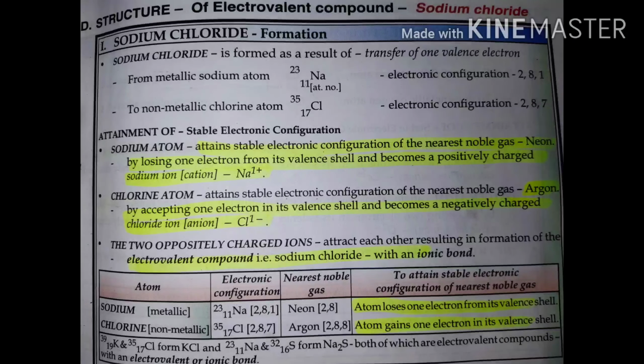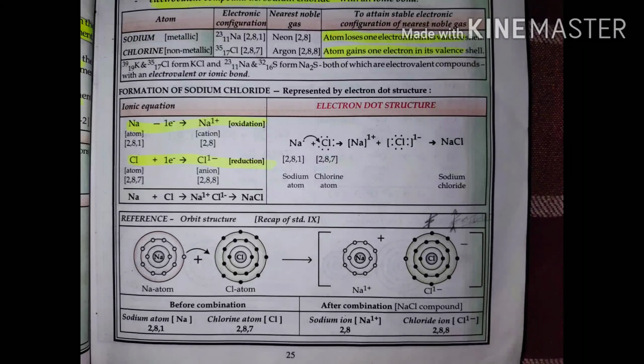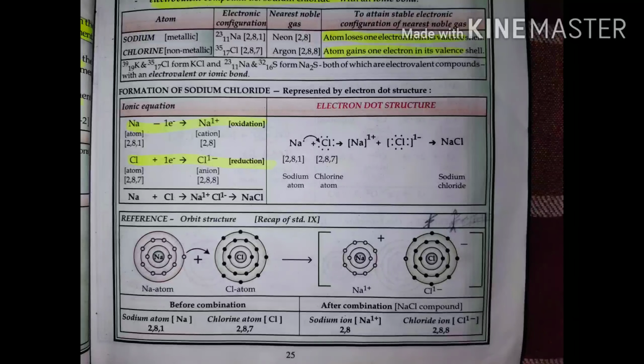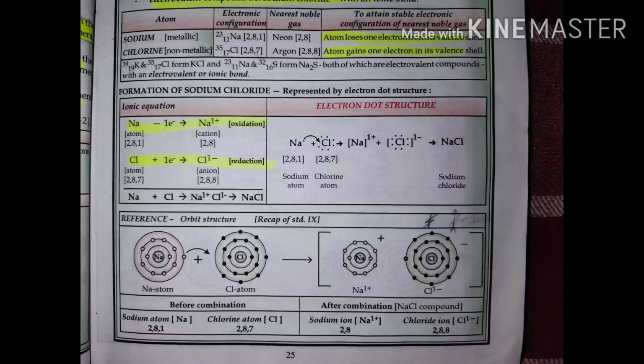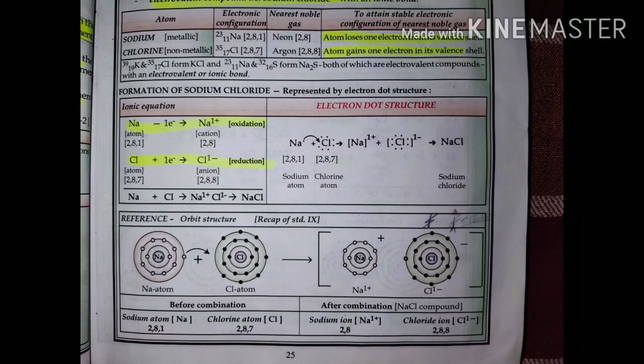The same process of formation of sodium chloride is represented as an ionic equation just below it. In the ionic equation, they have shown it like a chemical reaction, that Na donates one electron and gets converted into Na+, and this process is termed as oxidation. Chlorine accepts one electron and gets converted into Cl-, and this process is termed as reduction. After that, you can see that Na+ and Cl- combine to form the NaCl molecule. In this way, an ionic or electrovalent compound is formed.